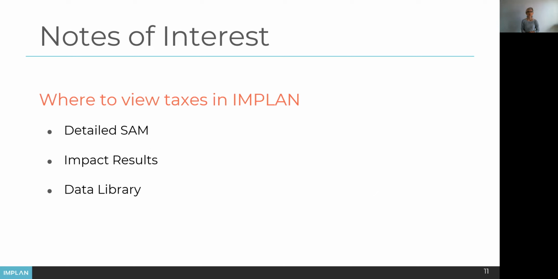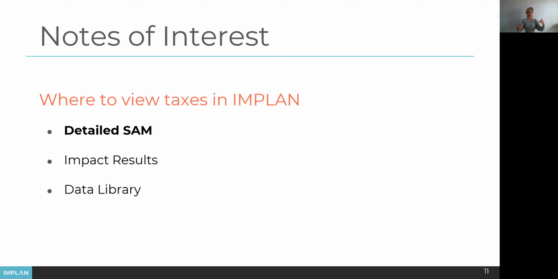Okay, finally, we're going to talk a little bit about where to view taxes in IMPLAN. We're going to look at the detailed SAM, the impact results, and data library. The first thing I'm going to bring up is the detailed SAM. SAM is the social accounting matrix, and it's basically a picture of the economy in table form.